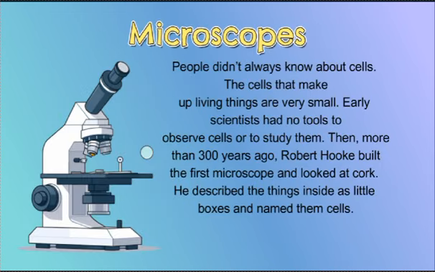People didn't always know about cells. The cells that make up living things are very small. Early scientists had no tools to observe cells or to study them. Then, more than 300 years ago, Robert Hooke built the first microscope and looked at cork. He described the things inside as little boxes and named them cells.